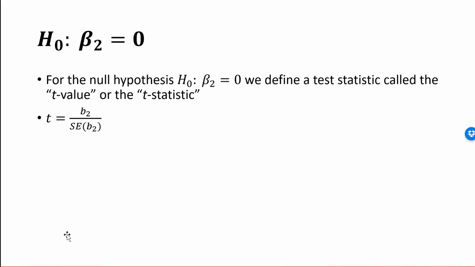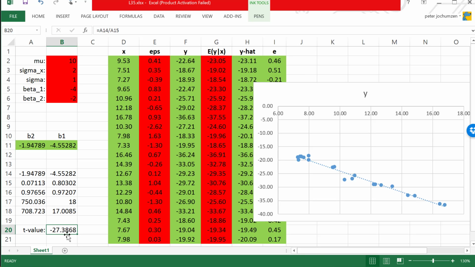So you can actually show, and we're not going to prove that in this lecture, that if the null hypothesis is true, if beta 2 actually is indeed 0, this t-value will follow a t-distribution with n-2 degrees of freedom. But that is under the null, if the null is true.